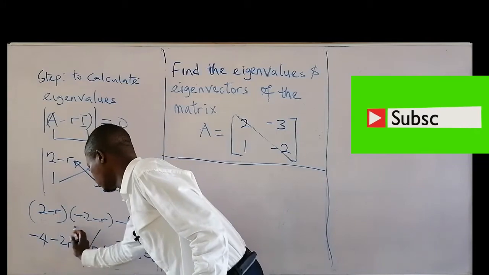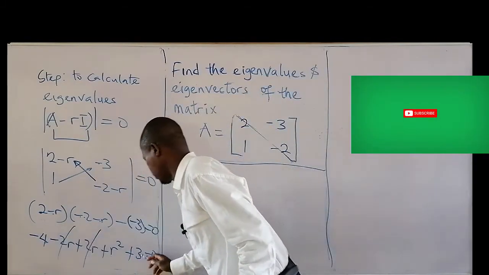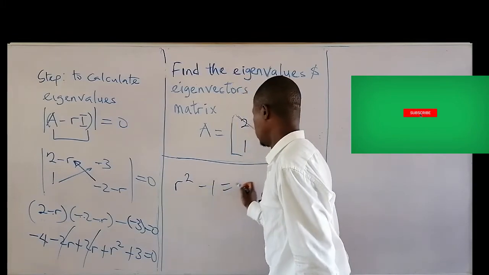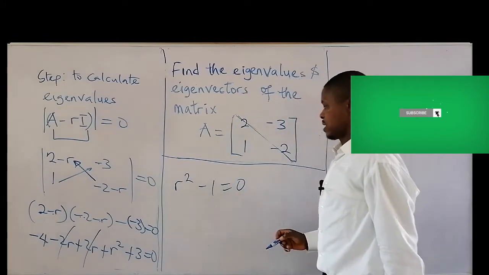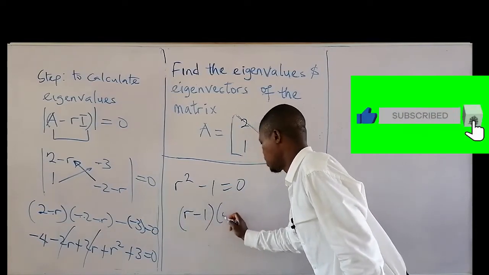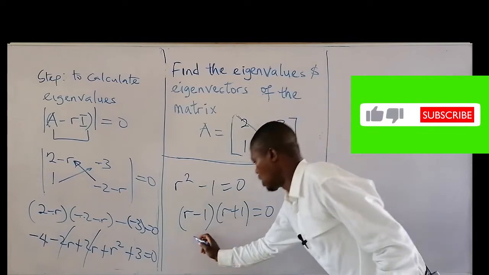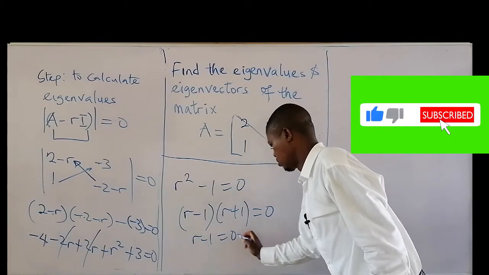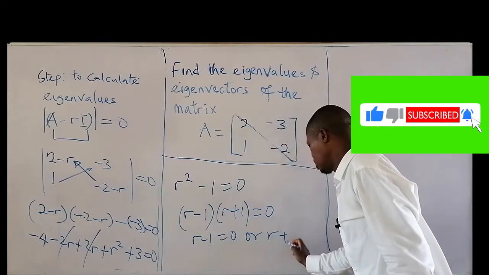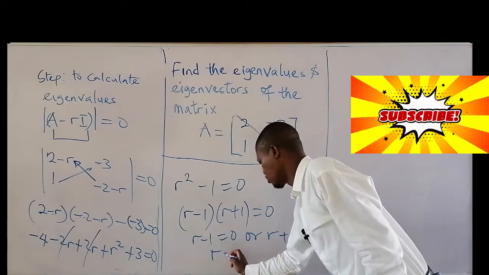This one we cancel out. Then we have minus 4 plus 3. That's minus 1, equal to 0. Okay, and if you look at this one, it's a difference of two squares. So you have this expression equal to 0. So r minus 1 is equal to 0, or r plus 1 is equal to what? Is equal to 0.